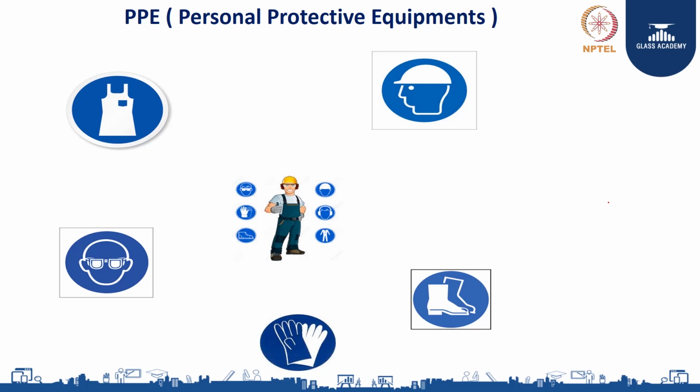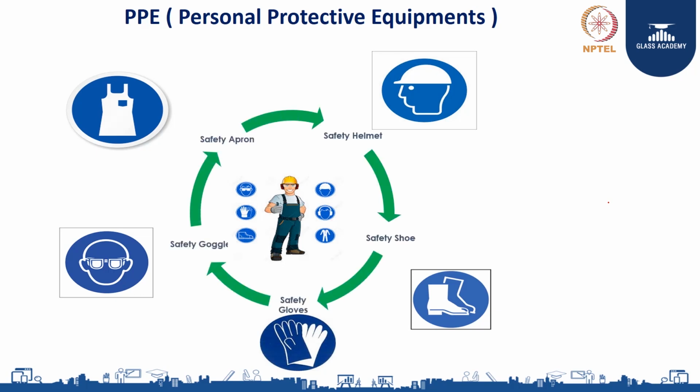PPE is the most important tool for the glass processing industry. So let's begin with PPE. It's personal protective equipment, which you all know about. Safety helmet, safety shoes, safety gloves, safety goggles and safety apron are most essential when handling glass, wherever you are on the floor. You have to be very careful in the usage of PPE, because you are dealing with glass, so a hazard may happen at any time. So we have to protect ourselves.